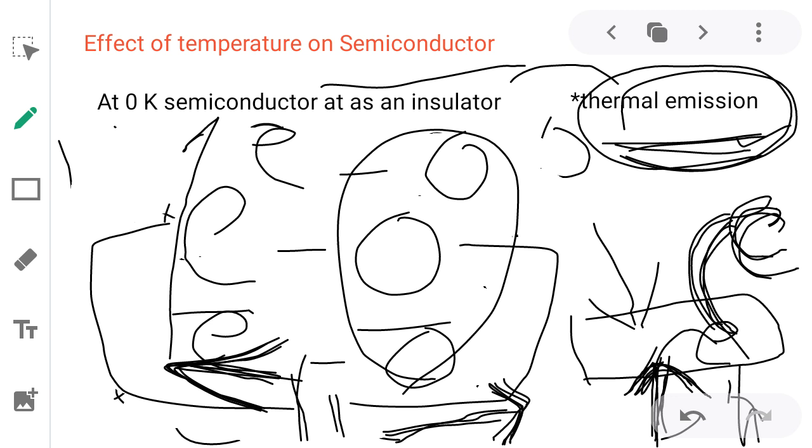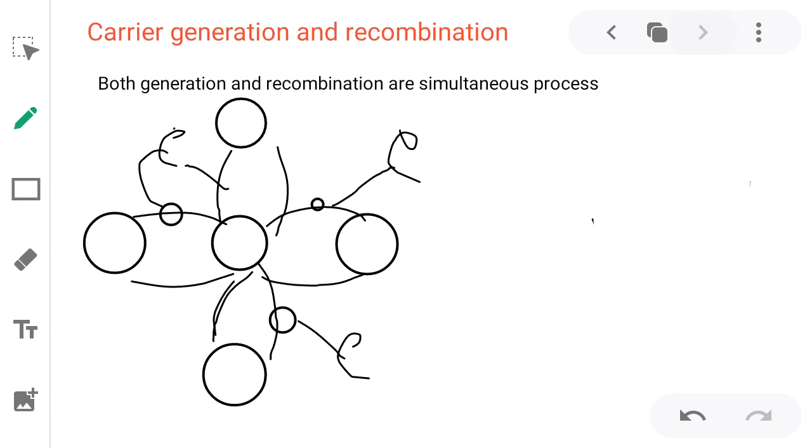On the basis of this only, we came to know that the direction of the electric current is along the direction of movement of the holes, or opposite to the direction of movement of the electrons. One more time: the direction of the electric current is, on the basis of movement of the hole, along its direction, or opposite to the direction of movement of the electron.